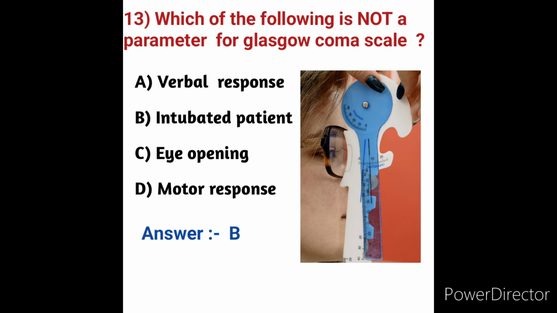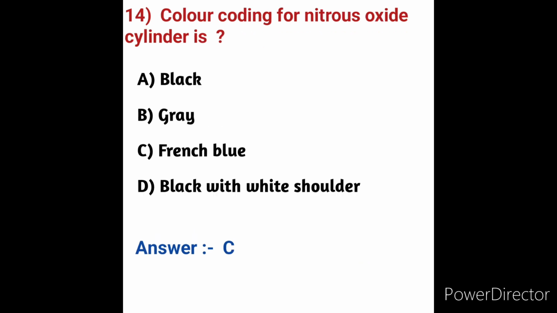Next, move on to question number 14. Color coding for nitrous oxide cylinder. We will see the options. Option A black, option B grey, option C French blue, option D black with white shoulder. The color coding for nitrous oxide is French blue. Option C is the correct answer.